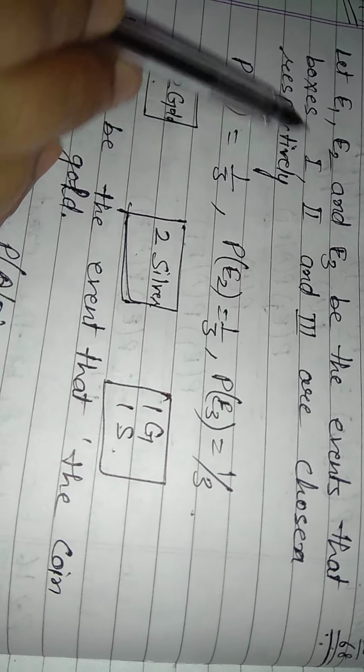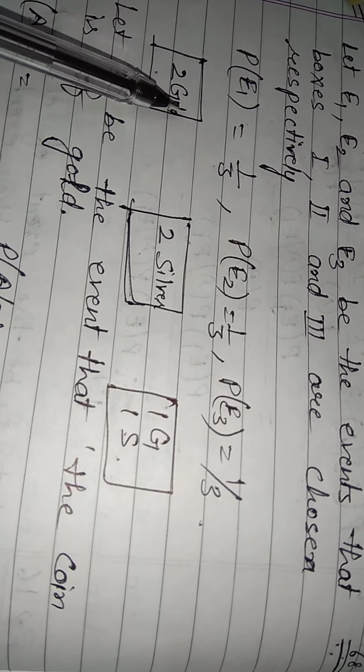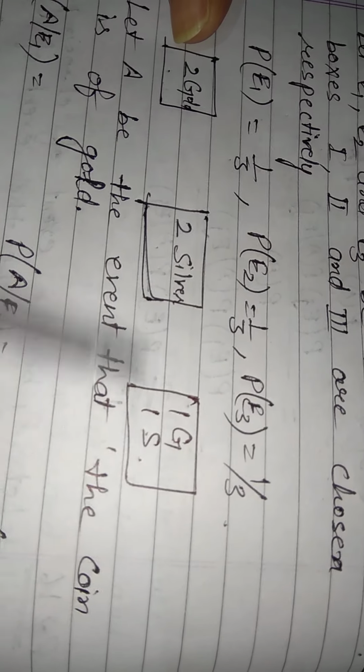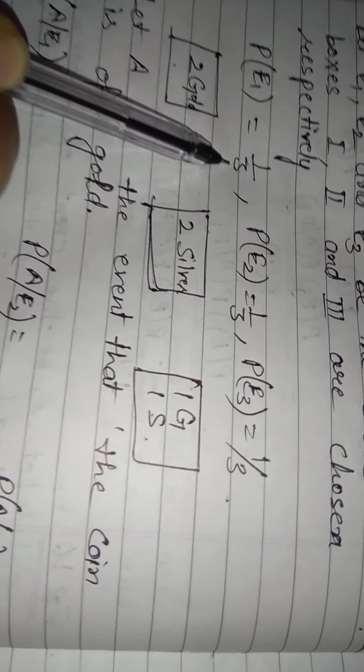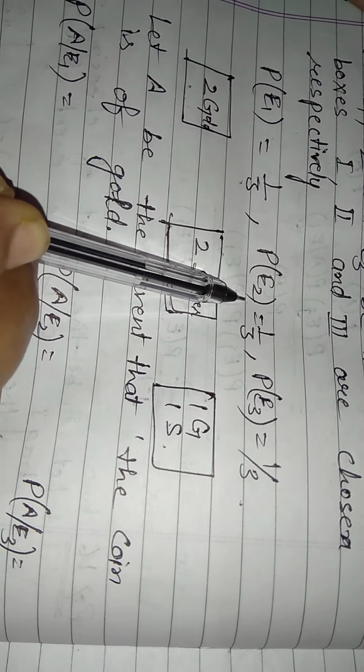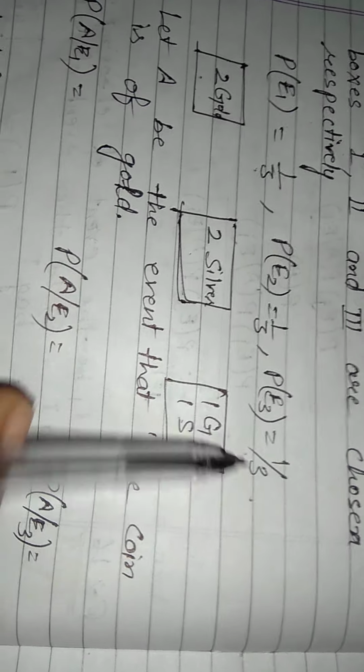So firstly we will choose the boxes. Let E1, E2, E3 be the events of choosing boxes 1, 2 and 3 respectively. So P(E1) is, there are 3 boxes, favorable is this one and total are 3. Then what is the probability of choosing the first bag? 1 upon 3. Second bag also 1 by 3. Third bag is also 1 by 3.